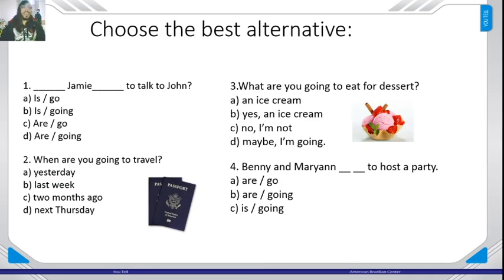So let's go to the alternative number 1, students. Look, number 1 we have space Jamie space to talk to John. So which of the alternatives completes this sentence best? Is Jamie go to talk to John? Is Jamie going to talk to John? Are Jamie go to talk to John? Or are Jamie going to talk to John? Letter A, B, C, or D?